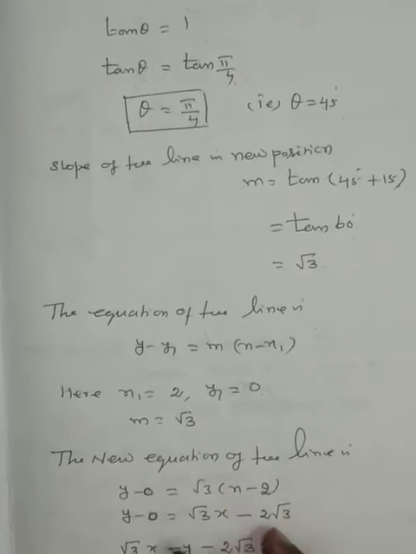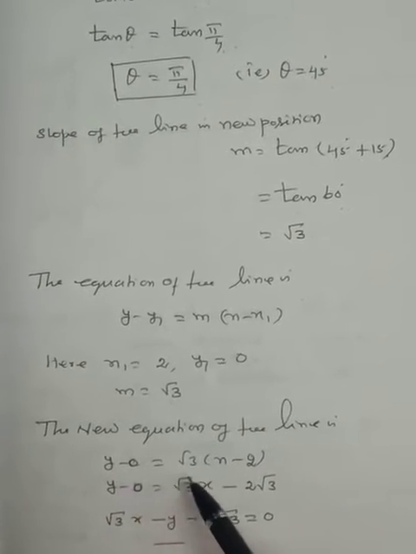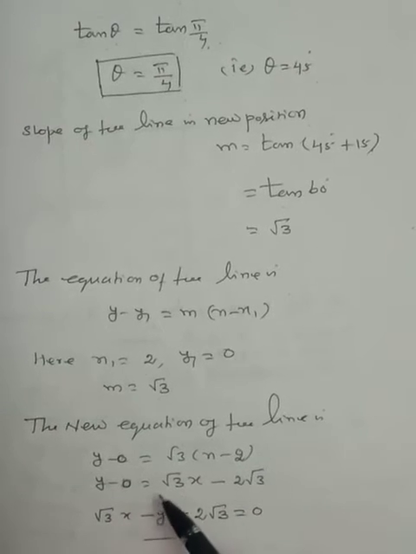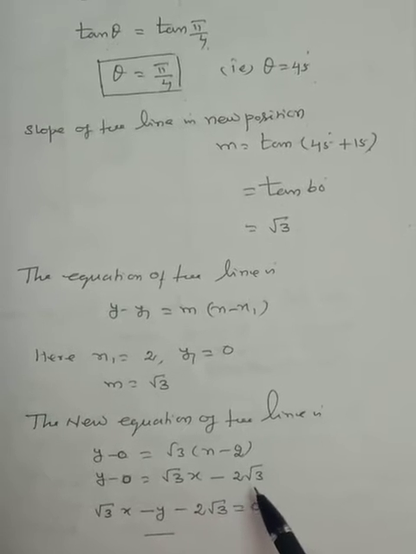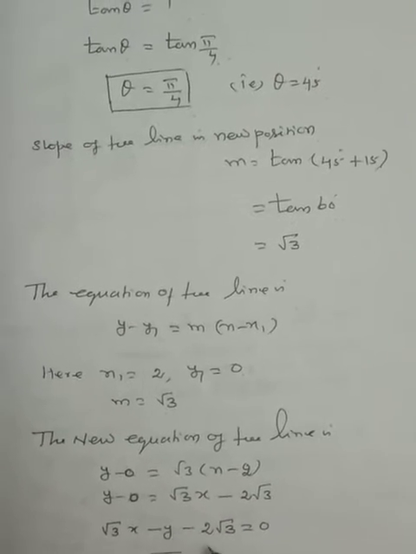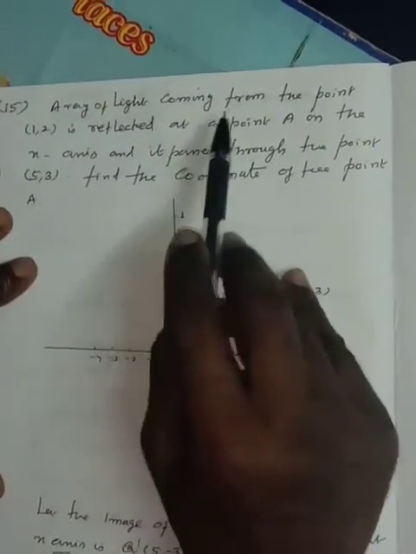Using the one point form, we get a new equation of the straight line. y minus 0, y minus y1 is equal to root 3 into x minus 2, x minus x1. y minus 0 is y is equal to root 3x minus 2 root 3. Arranging, we get root 3x minus y minus 2 root 3 is equal to 0.